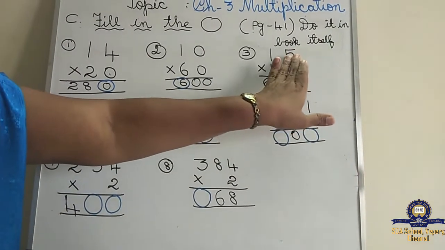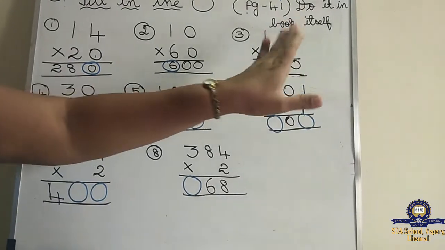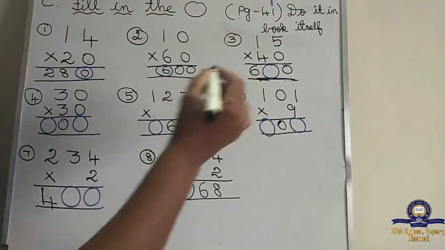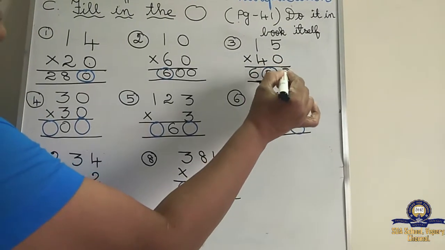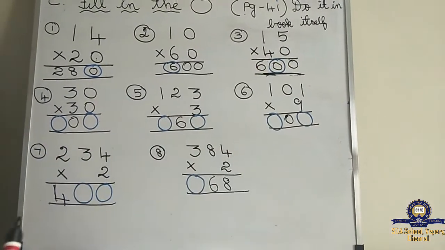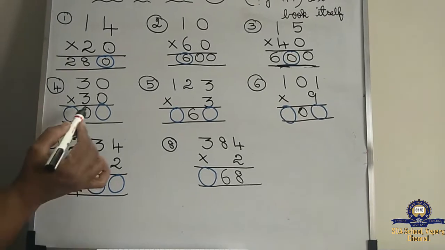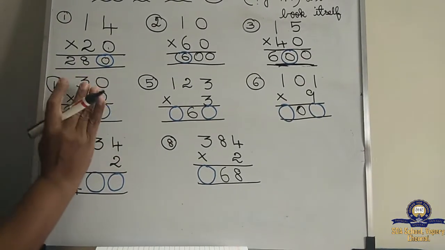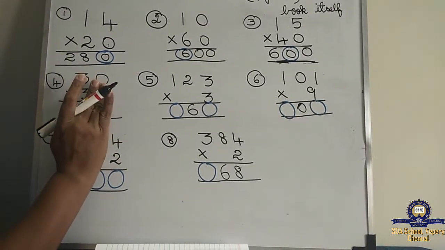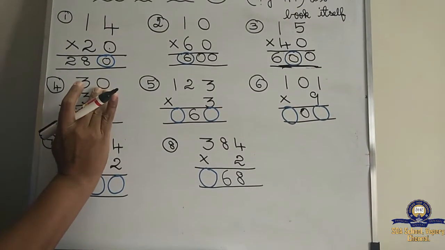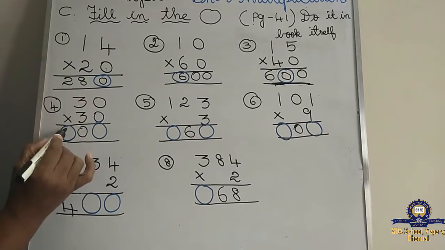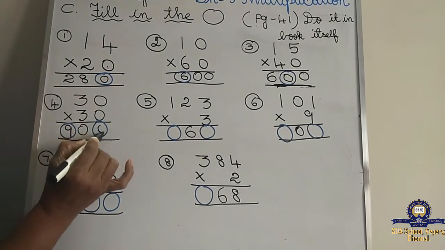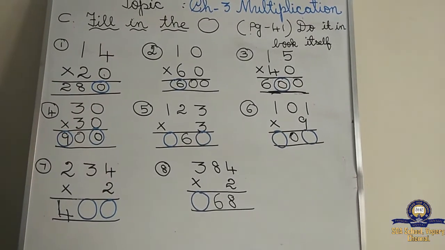The same like this only. If you take 15 4s, how much? 15 4s are 60. If you bring down this 0, what's the answer will come? 600. And here also, 30 3s are how much? 30 3s are 90. So here 9 will come. This 0 you have to bring down. So what's the answer? 900.